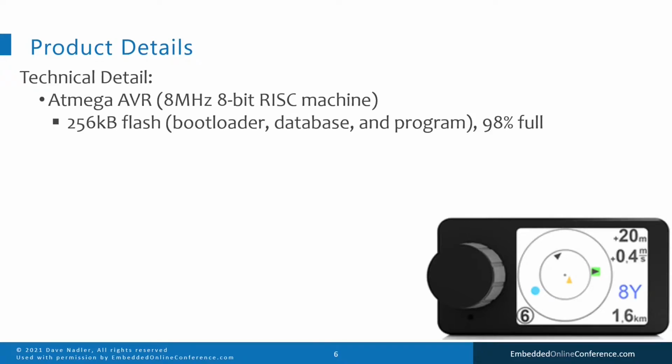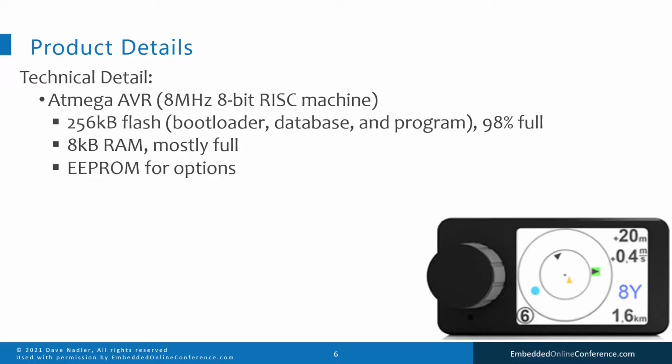To figure out how we're going to approach dealing with the technical issues here, we've got to look at the product. It's based on an ATmega AVR processor, 8 megahertz, 8-bit RISC machine, quite popular for products developed in this era, used in several Arduinos. It's got 256 KB of flash, which is partitioned into areas for the bootloader, program, database for aircraft identification and detail, and the program is about 98% full. 8 KB of RAM, mostly full.